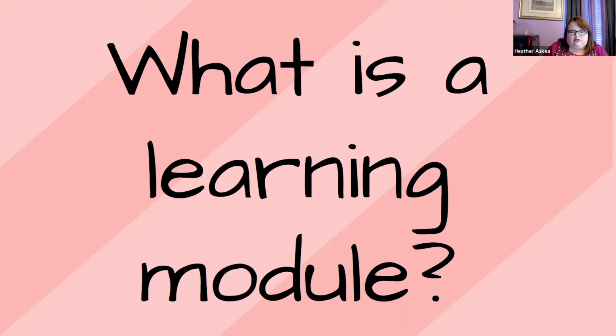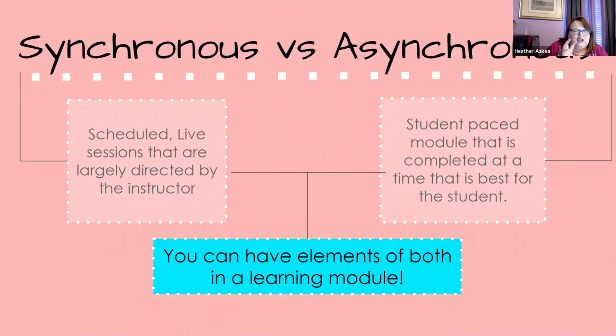So let's go over some things we talked about last week. There are synchronous learning modules and asynchronous learning modules. Synchronous means scheduled live sessions that are largely directed by the instructor. We've seen some funny posts about teachers talking to their students and things that have happened through live sessions. I think there's value in those live sessions, but I think there's also value in asynchronous sessions, where we have student-paced modules that are completed at a time that's best for the student, and the student is in charge. It's directed by the student.